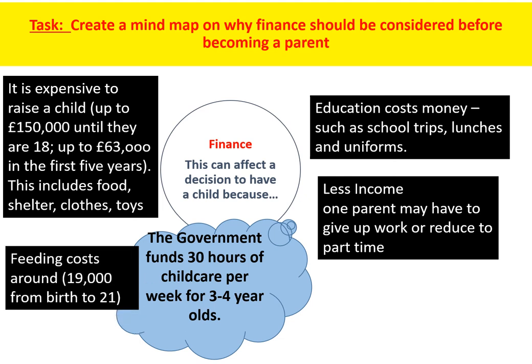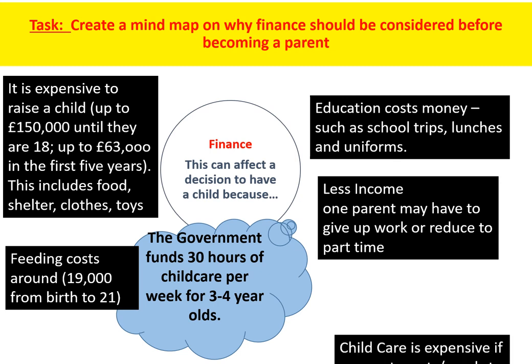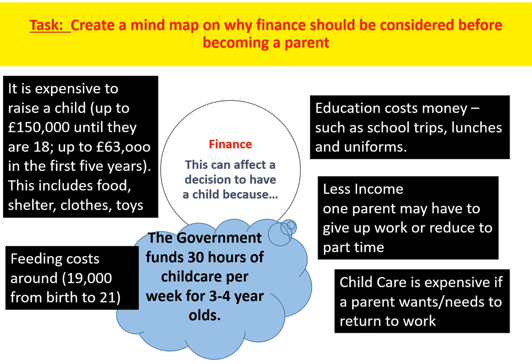And they should consider the feeding costs. And that's the feeding equipment as well as the different foods. That can cost alone £19,000 from birth to the age of 21. And finally, they do need to consider childcare as a financial factor, because childcare is expensive if a parent wants or needs to return back to work. So childcare is a factor they need to consider.